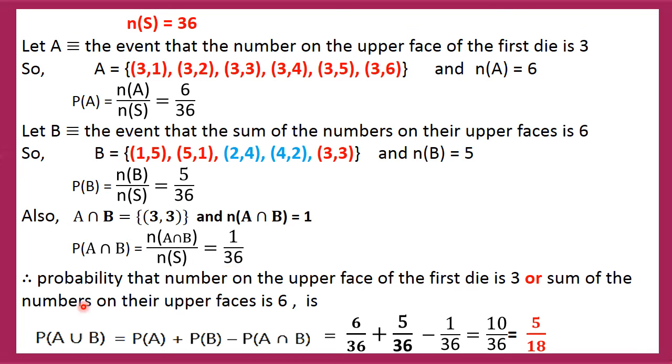Now we find the required probability, that is the probability that the number on the upper face of the first die is 3 or the sum of the numbers on their upper face is equal to 6, that is P of A union B, which is P of A plus P of B minus P of A intersection B, is equal to 6 upon 36 is P of A, 5 upon 36 is P of B and 1 upon 36 is P of A intersection B. On simplification we will get it as 10 upon 36 and we can cancel 2 from both numerator and denominator, we will get 5 upon 18.